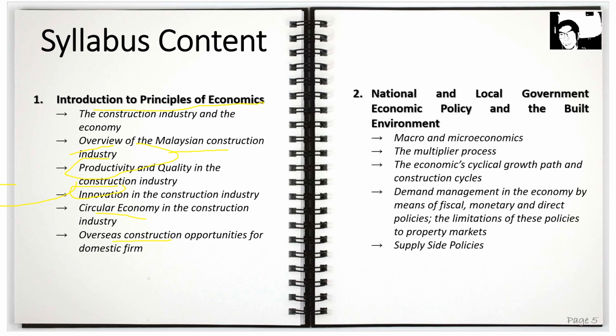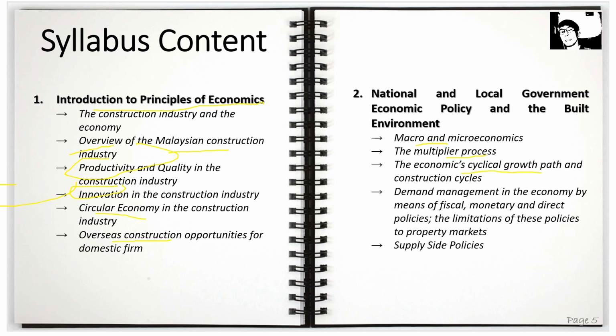The second topic is about national and local government economic policy and the built environment. Here we are going to talk about macro and microeconomics. Perhaps I believe all of you have a background of diploma in building, if I'm not mistaken, or some of you are from STPM or Matrix. I believe some of you have touched a little on this concept of economy, macro and micro. So I'm going to recap what macro and micro are, and we're going to learn about the multiplier process.